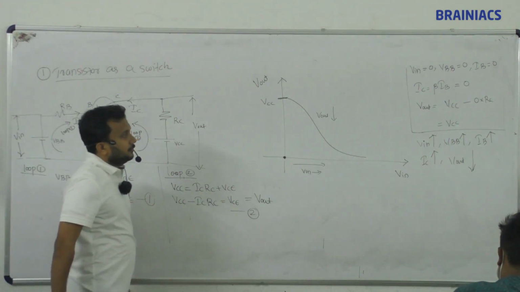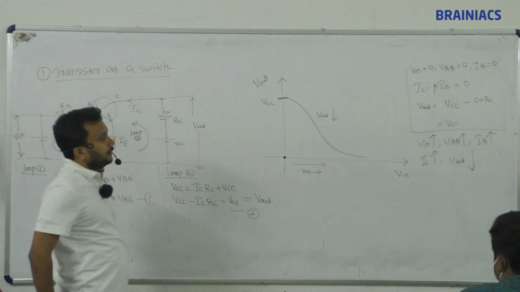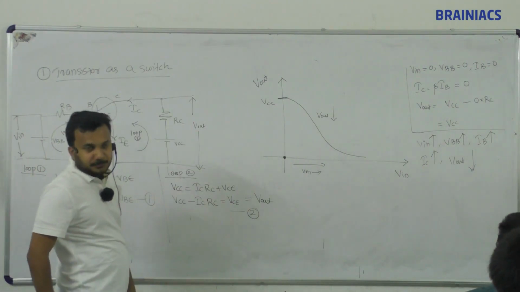V in equal to 0. When V in increases, VBB increases, IB increases, IC equal to beta IB, and V out reduces, and the graph will be coming down. Okay.